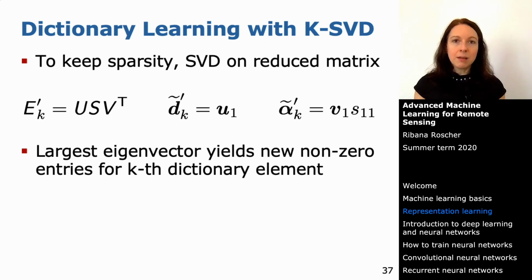And after this step, you end up with a new dictionary. And what you can do afterwards with this given dictionary, you can perform sparse coding again, and then you can do the dictionary update step again. Or you can just leave it as it is and take the dictionary for further processing and reconstructing your data.